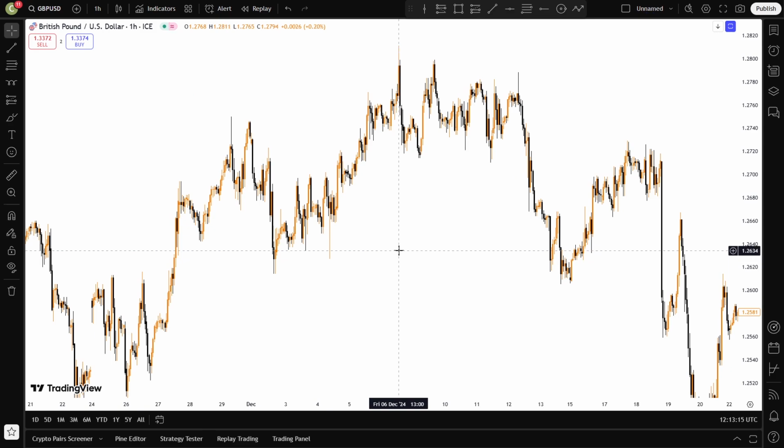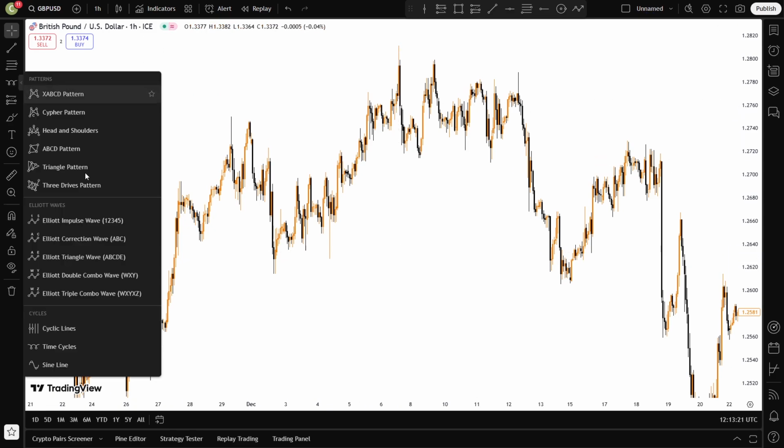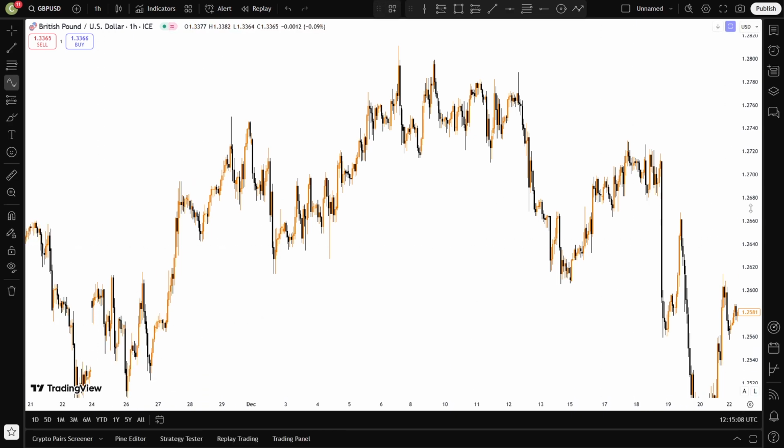And then the last one after the time cycles is the sine lines. The sine lines are wave-like curves based on the sine function used to visualize market rhythm or cycles. They help traders to anticipate potential tops and bottoms based on time-based wave patterns. And there's an example of using the sine line.